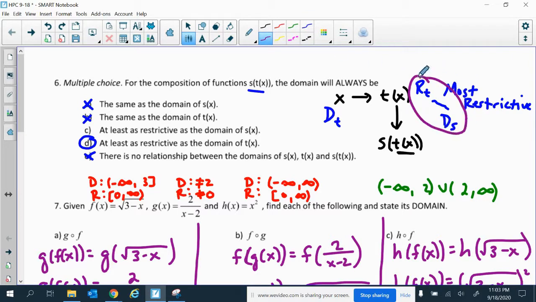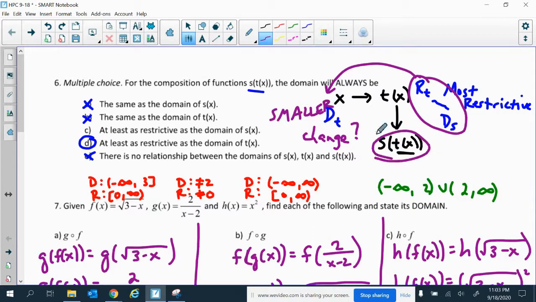And then I look at what I get here and go back to the domain and figure out, do I have to change my domain of t? I might have to make it smaller, but I'll never make it bigger. So that means that s of t of x is always going to be at least as restrictive as the domain of t, but it may be even smaller.